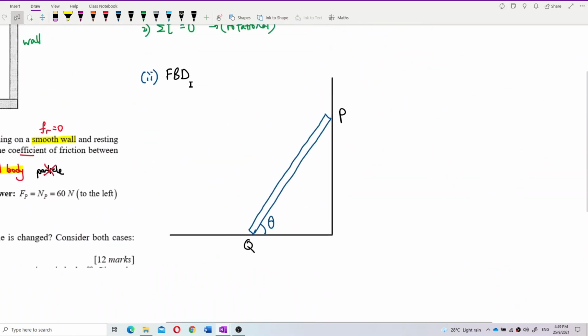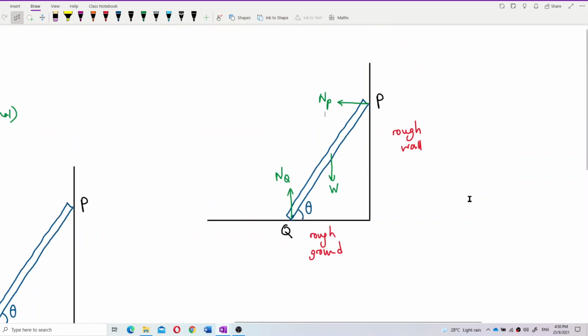Let me tell you this. I want to illustrate here. Let's say now we have a rough wall, and this ground is rough also. So both the wall and the ground have friction.